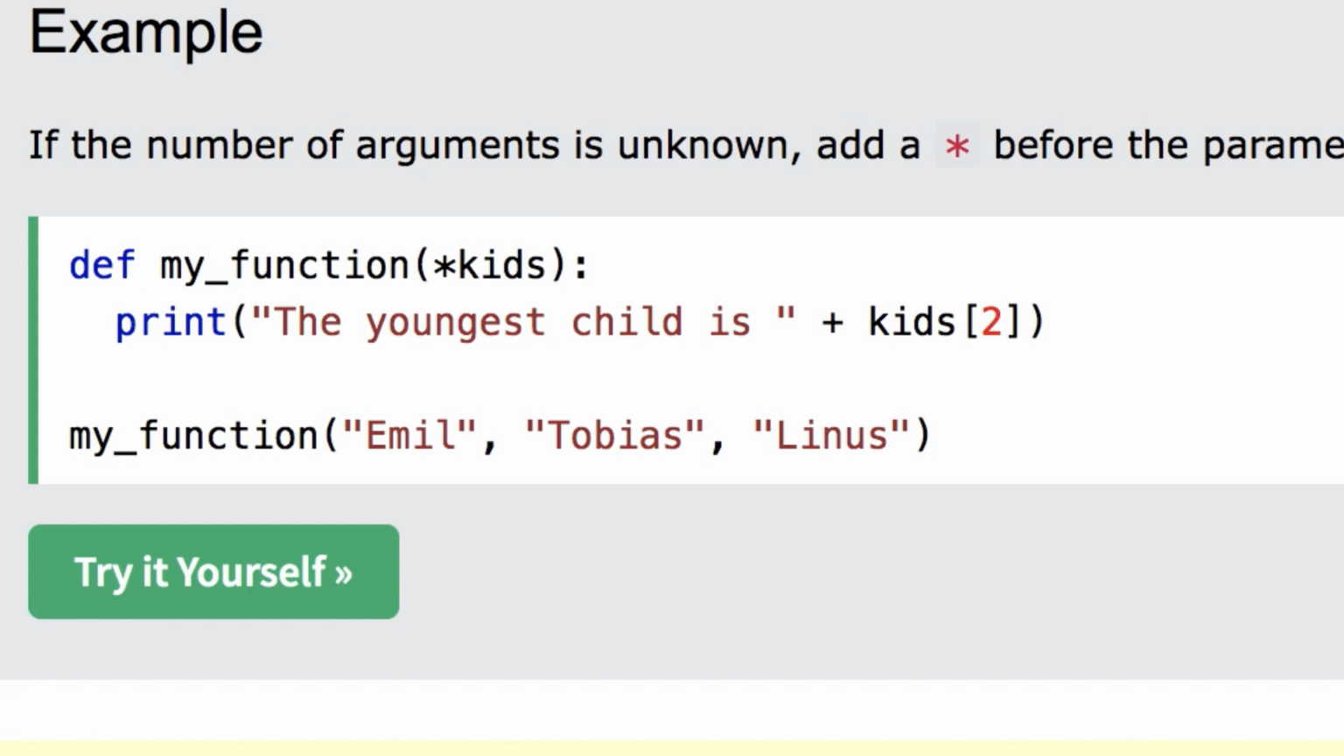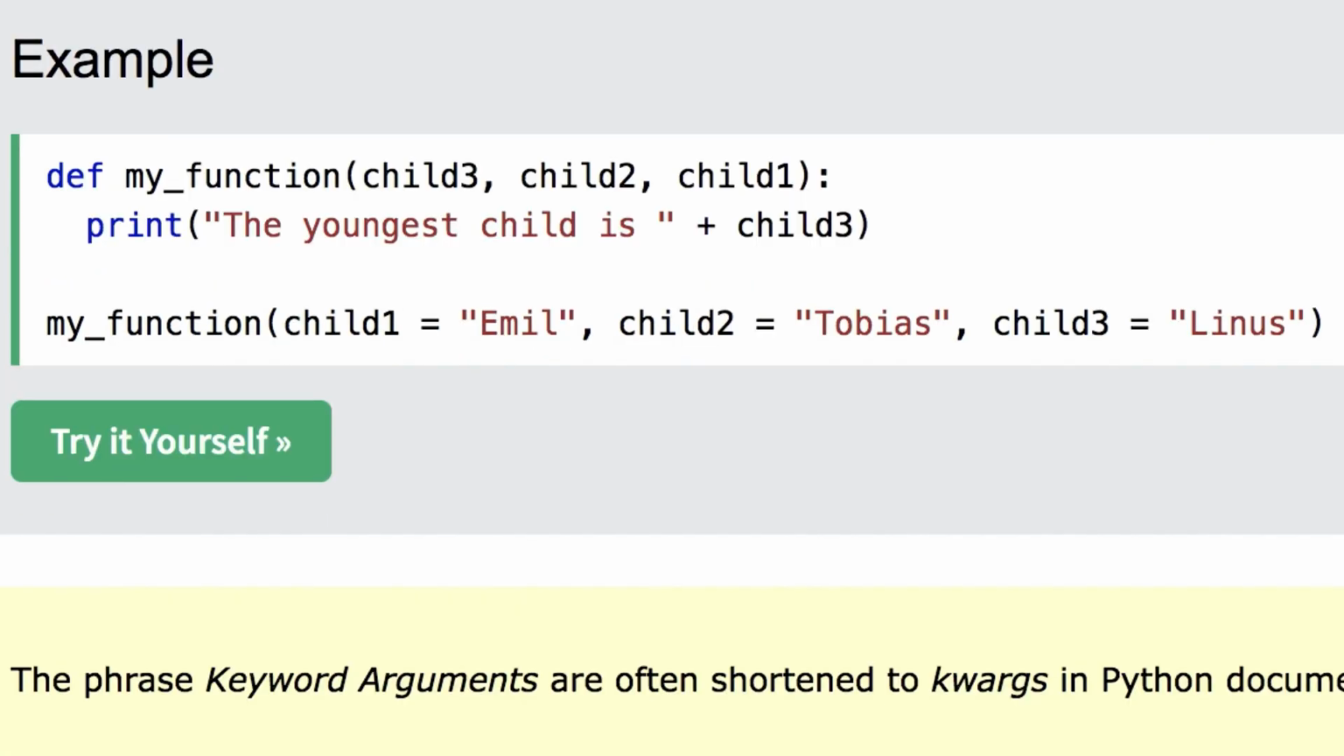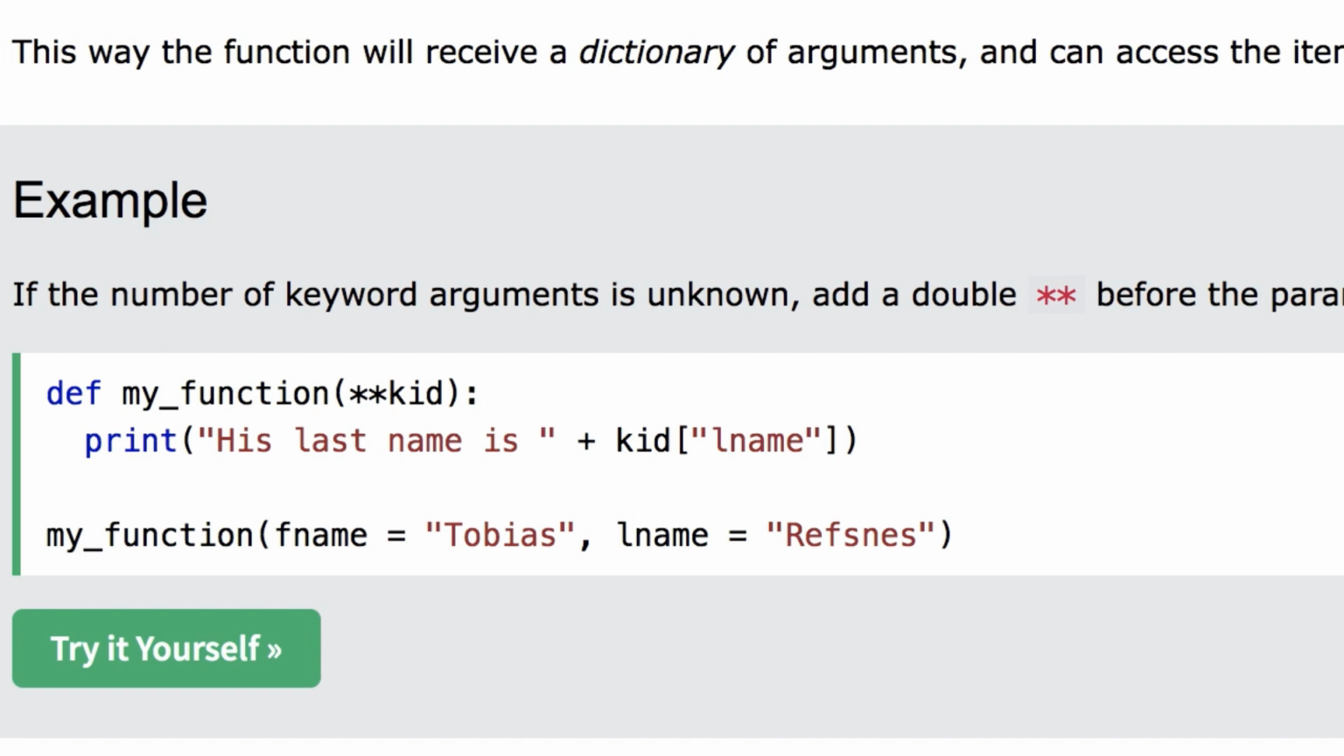Arbitrary arguments are often shortened to *args in Python documentation. Keyword arguments: you can also send arguments with the key = value syntax. This way, the order of the arguments does not matter. An example: def my_function(child3, child2, child1): print the youngest child is child3. My_function with child1 = Emil, child2 = Tobias, child3 = Linus. The phrase keyword arguments is often shortened to kwargs in Python documentation.